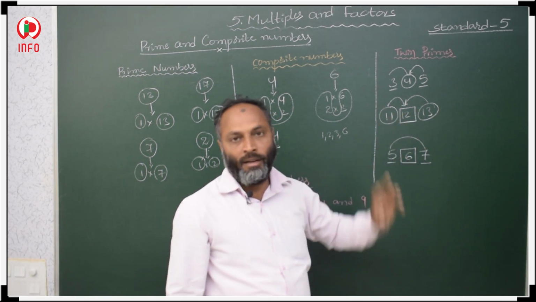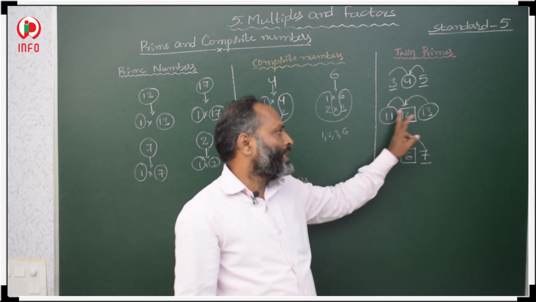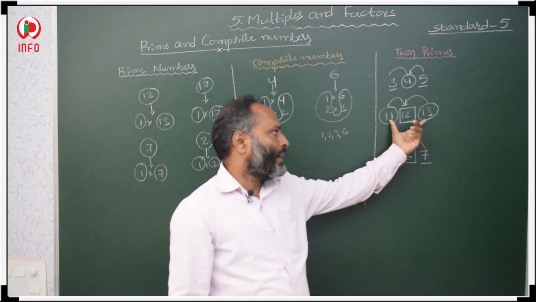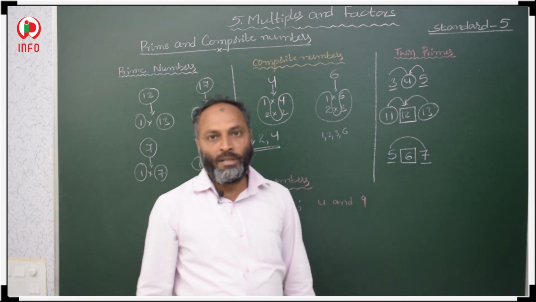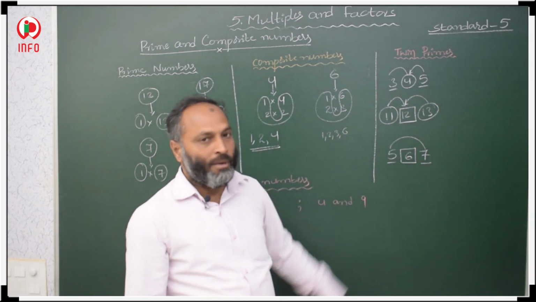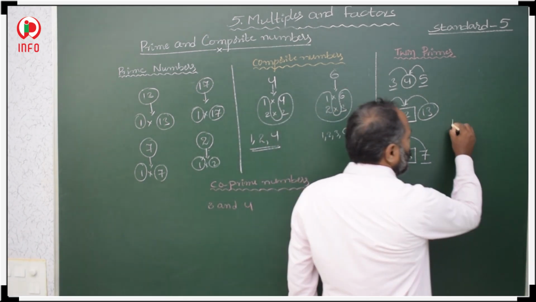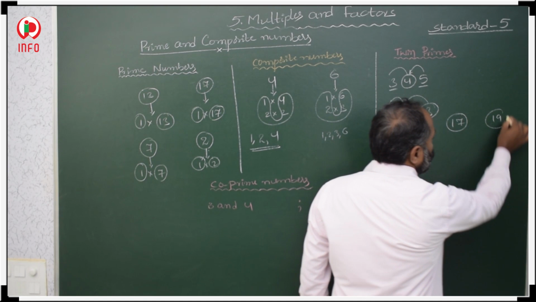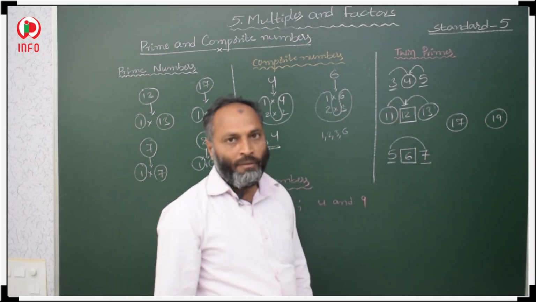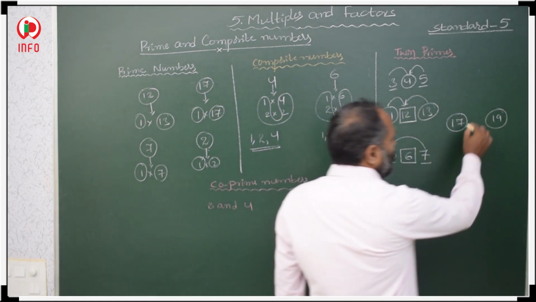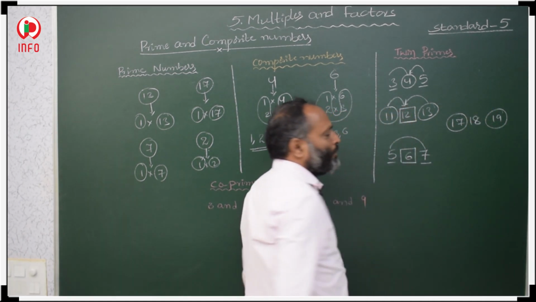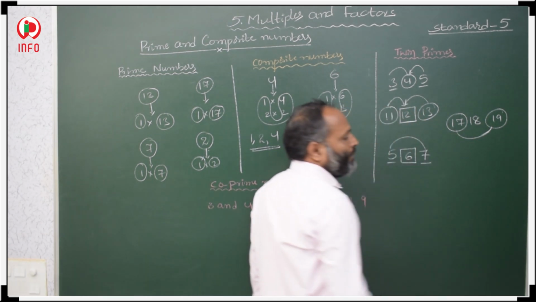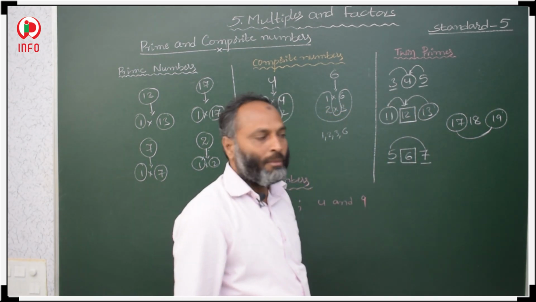11 and 13 are the prime numbers. In between these 2 prime numbers, only one composite number is there. So, 11 and 13, these 2 numbers are called twin prime numbers. In the same way 17 and 19, 17 is a prime number, 19 is a prime number. In between 17 and 19, one composite number is there. So, these two are called twin prime numbers.